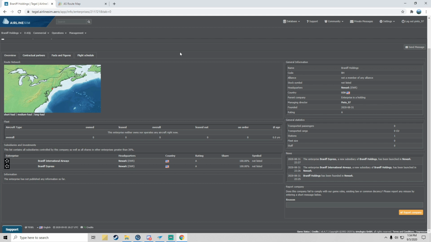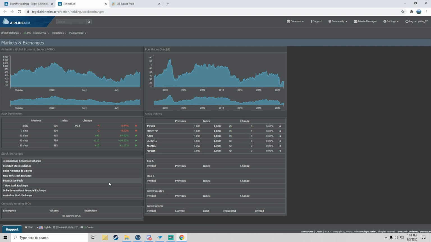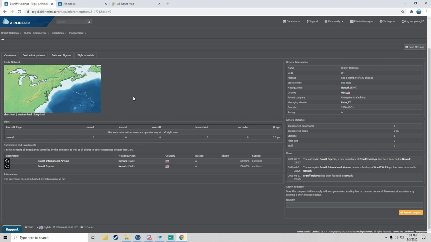Now, you don't have to, but if we come over here and take a look at the markets and exchanges, I don't think anybody's done any sort of IPO yet, so it's kind of hard to explain. But if you come over here, you see my subsidiaries and investments. These are my two airlines that actually have aircraft, routes, and everything. We have International and Express. Now, say I ran an IPO, an initial public offering, I pretty much put one of these up on the stock market.